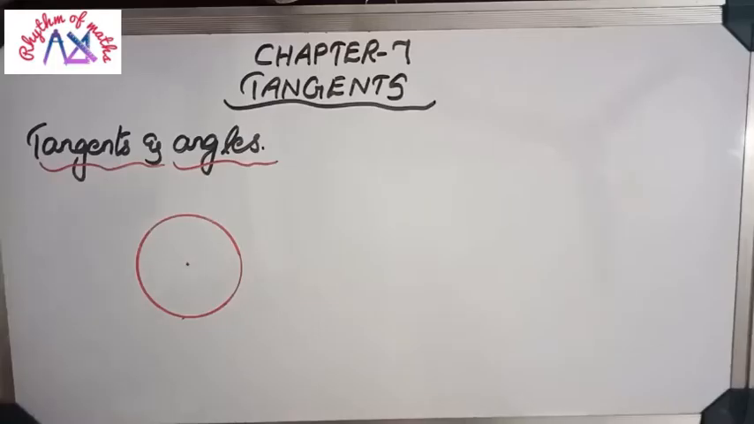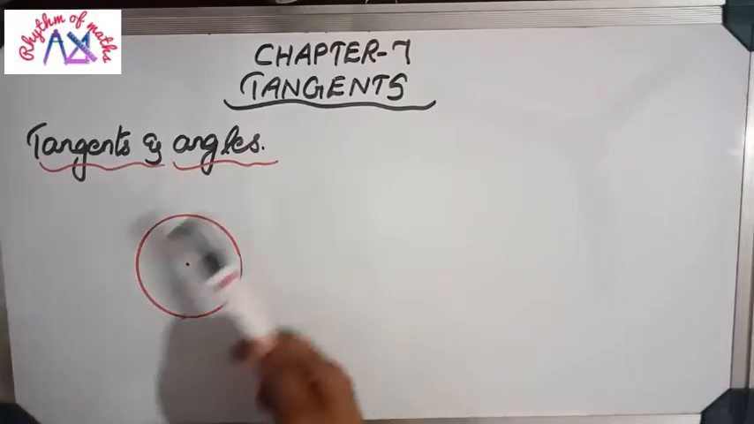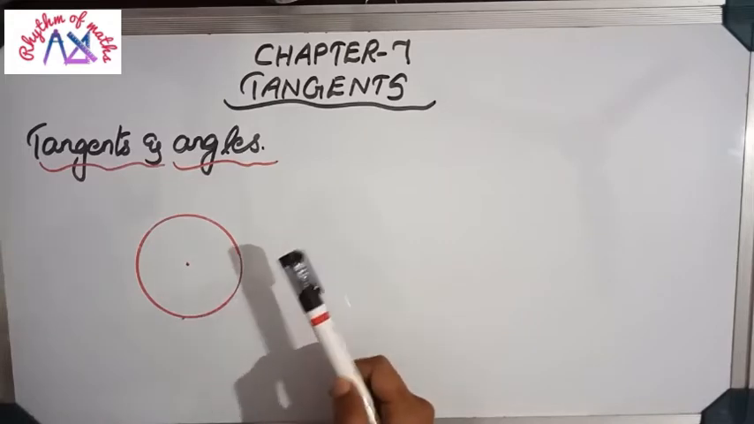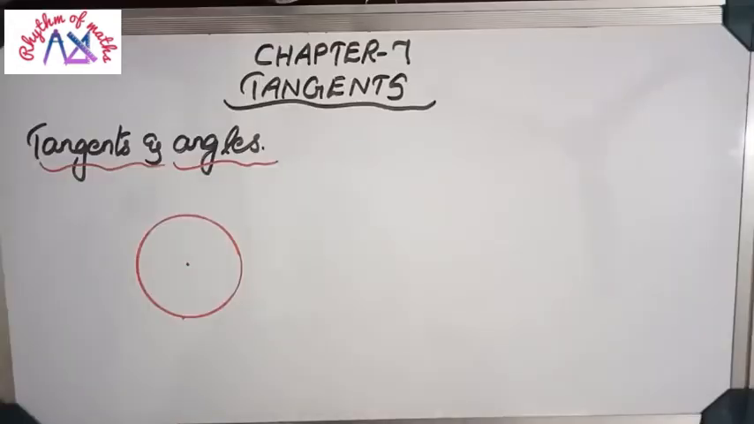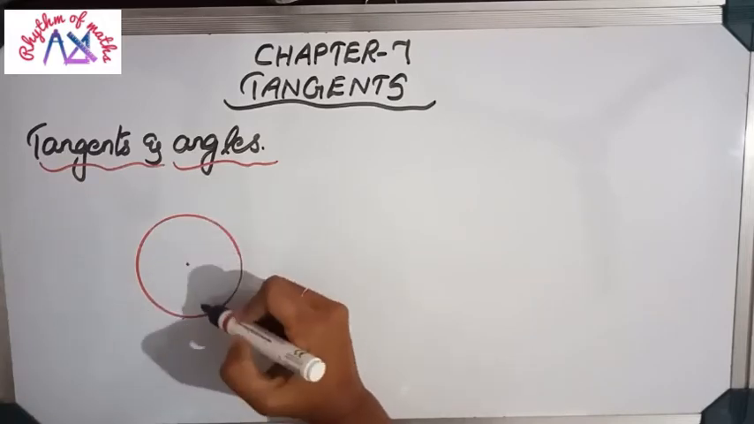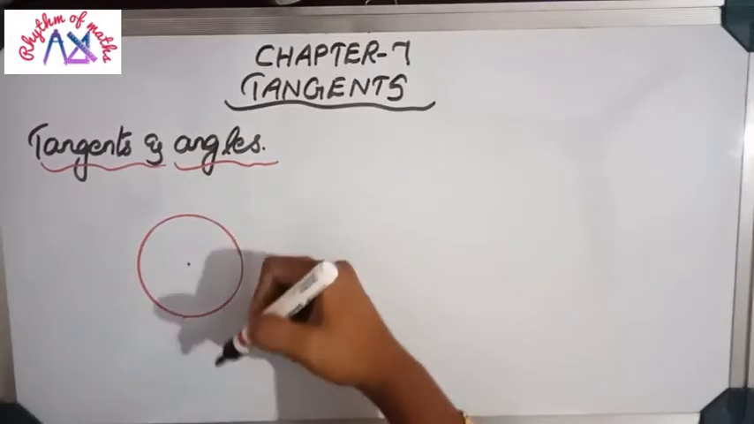Our next subheading is tangents and angles. Here also we have to learn one concept. That means in a circle. Okay, here we have a circle. In a circle, the angle between the radii through 2 points. Angle between the radii means from the center we have to draw 2 radii through 2 points.